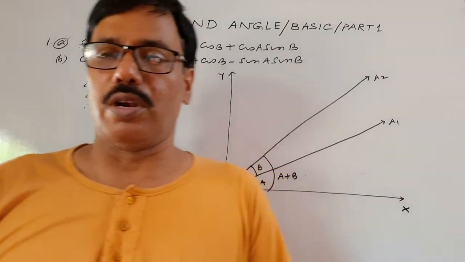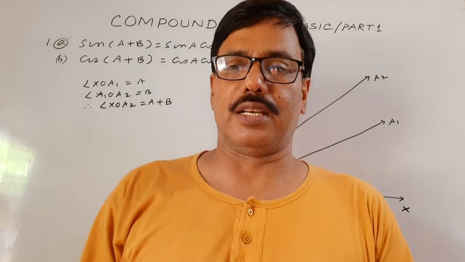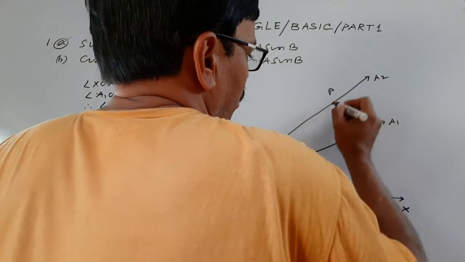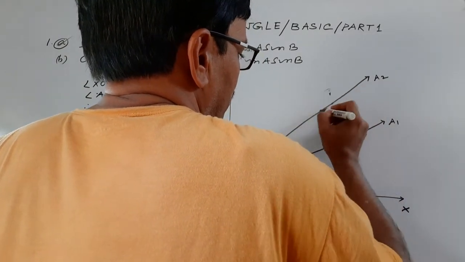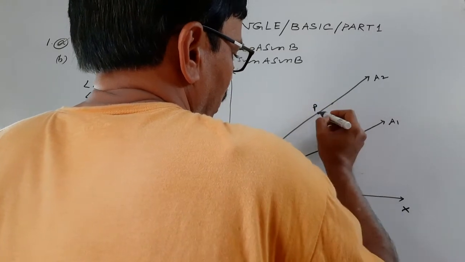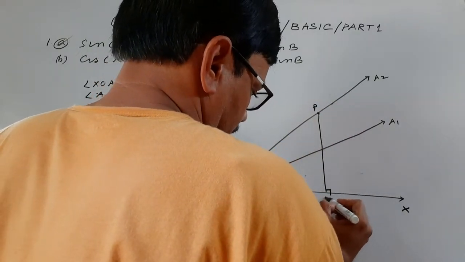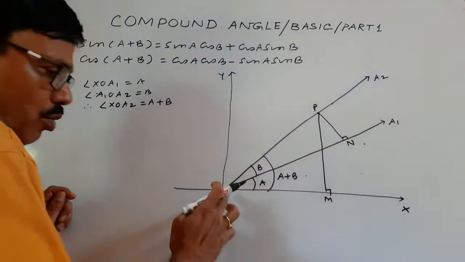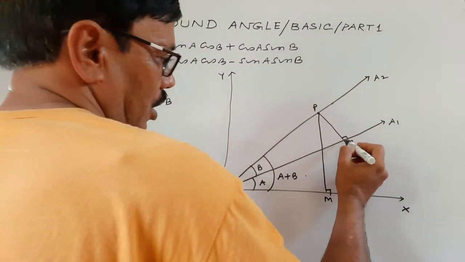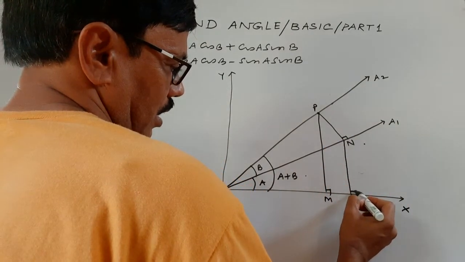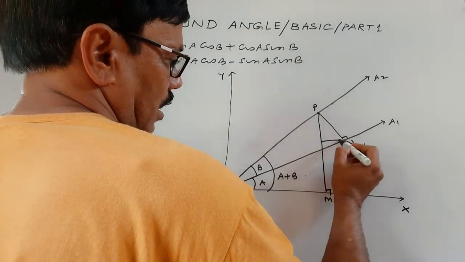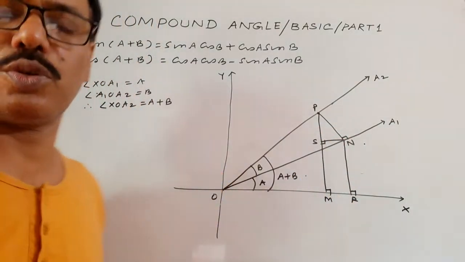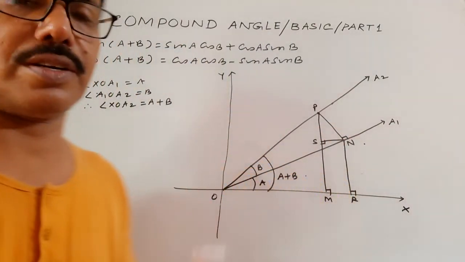So, this part is called the given part or enunciation. Now construction. P is any point on OA2. So PM is drawn perpendicular to OX, and PN perpendicular to OA1. NR and NS are perpendicular to OX and PM. So this is the construction part.